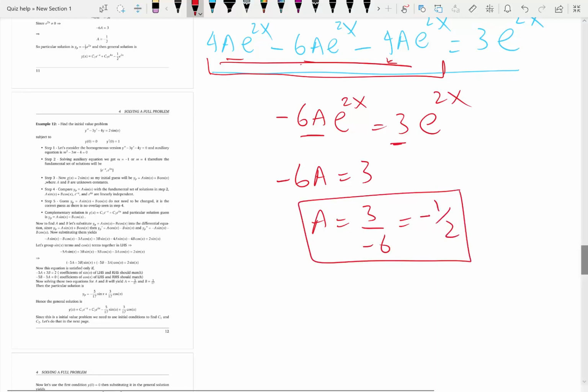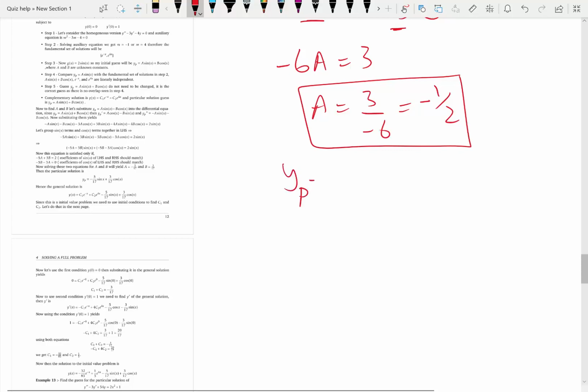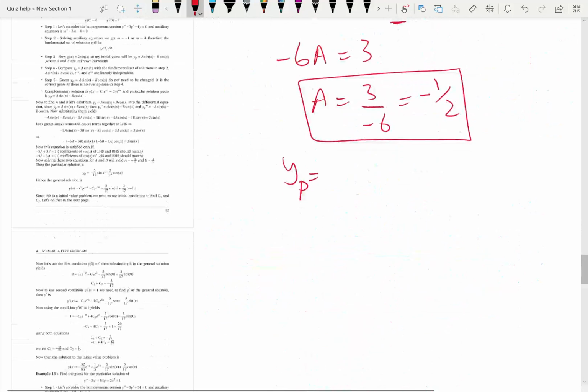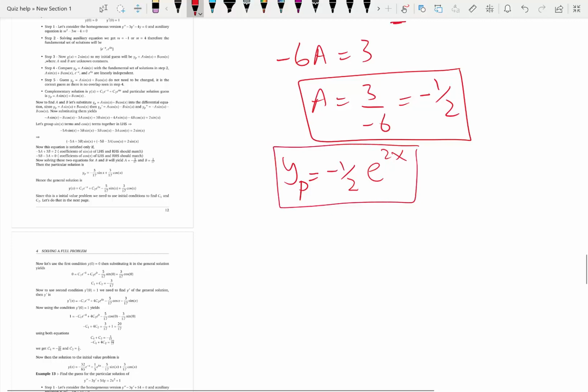Then what is the particular solution? Yp was A times e to the 2x, right? So A is now negative half. So Yp is negative half times e to the 2x. So you found the particular solution for this non-homogeneous differential equation. Now we need to add the final touch. So what is the general solution? Y sub c plus y sub p. Complementary solution plus particular solution, right?